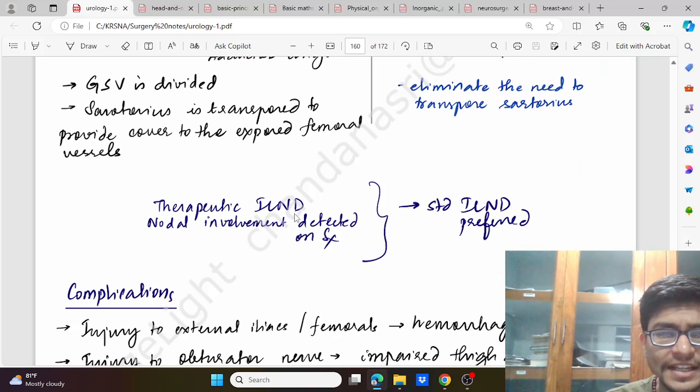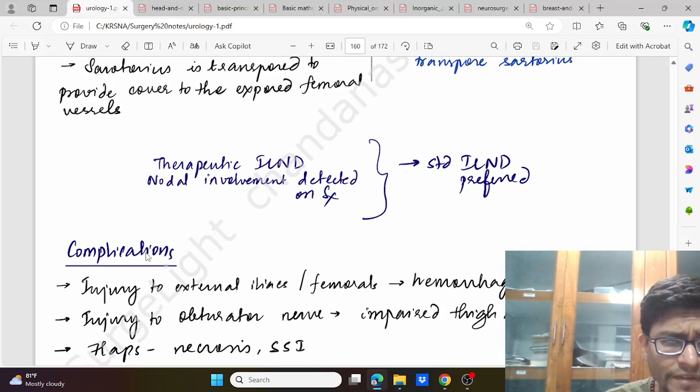So in therapeutic inguinal lymph node dissection, nodal involvement is detected on surgery. Then we go for standard inguinal lymph node dissection. So if it is positive, we have to go for standard. If it is not positive, then we may think of the modified one, Catalona.